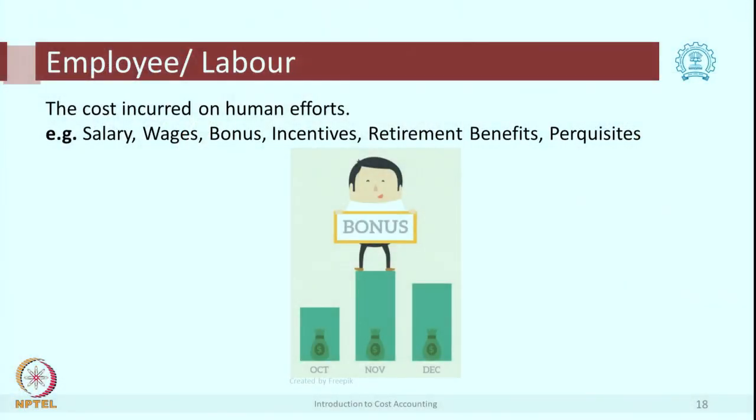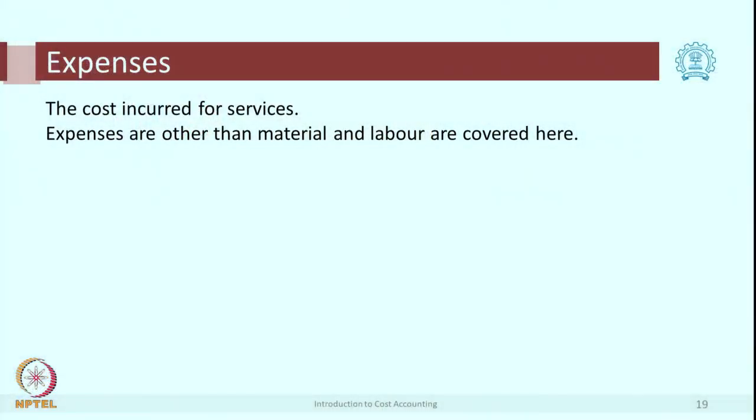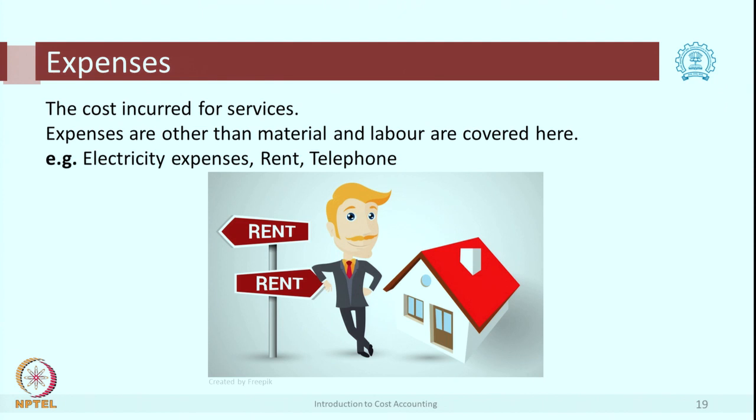Next is employee cost. This is the cost on all human resources, and will include salary, wages, bonuses, perquisites, retirement benefits, any other incentives or ESOPs. All this is included in the labor cost or employee cost. Third are services. When we purchase any outside service, the cost incurred on the same, like electricity, insurance, rent, is all included in the expense. This is also a residuary head. So, what is not included in material and labor will be included in the expense.